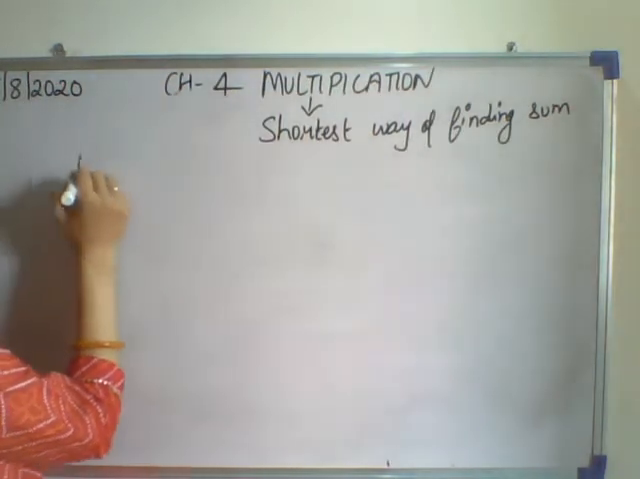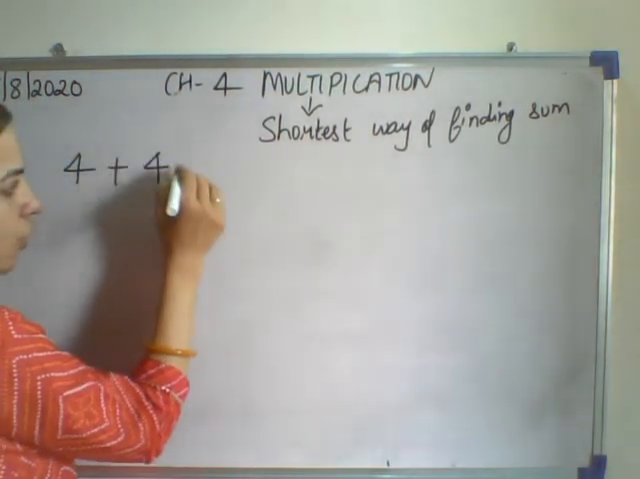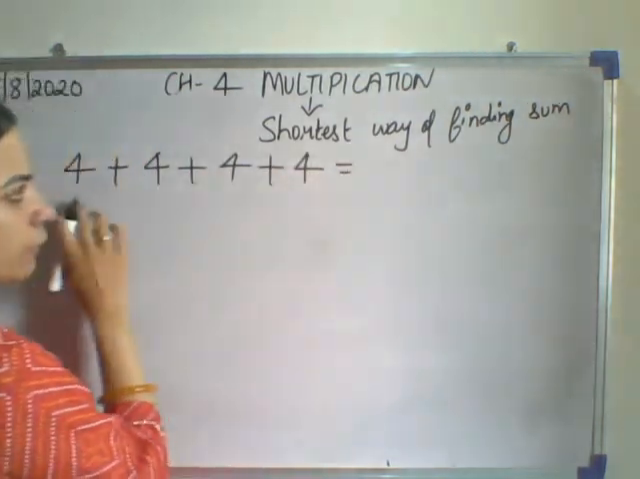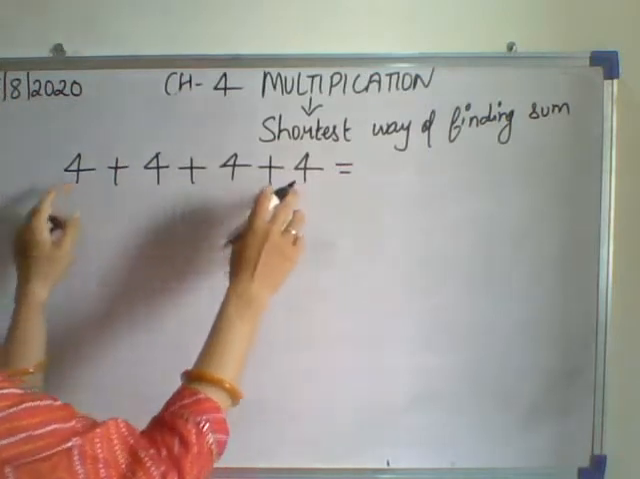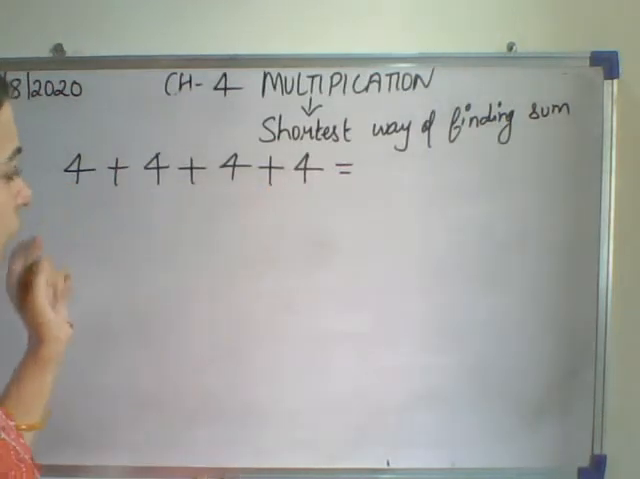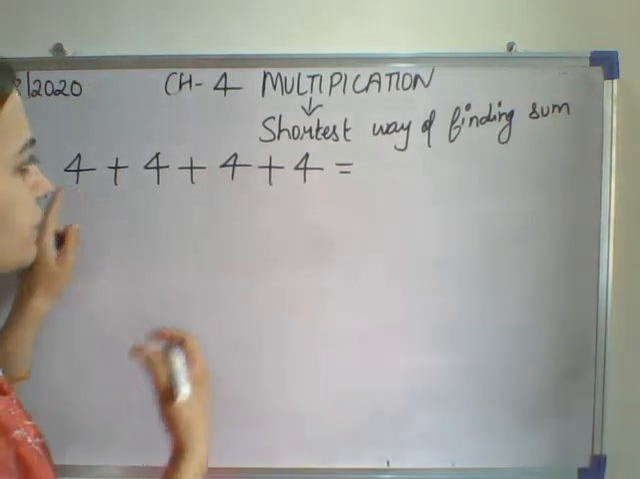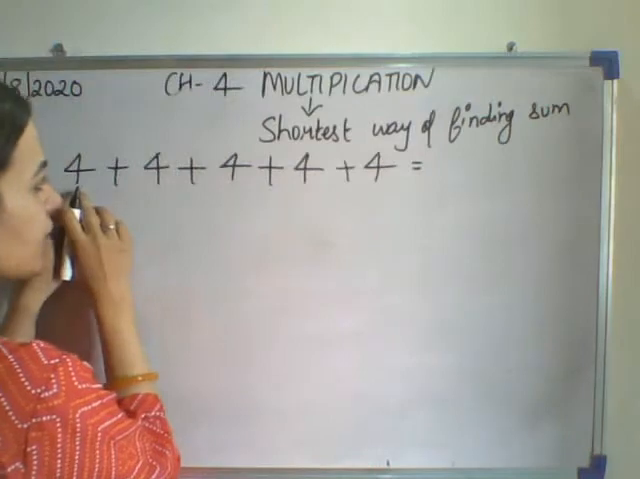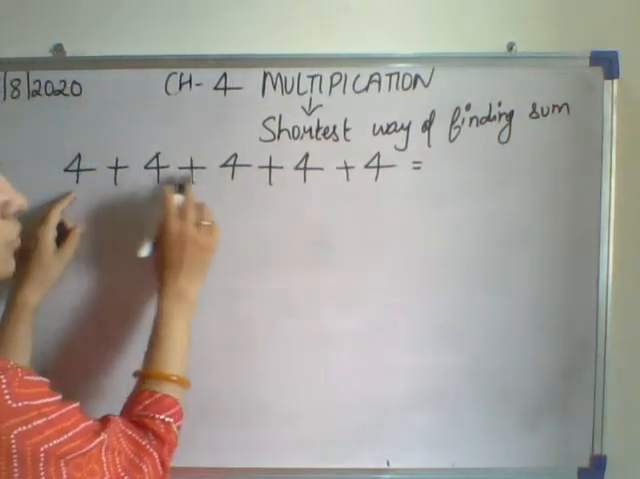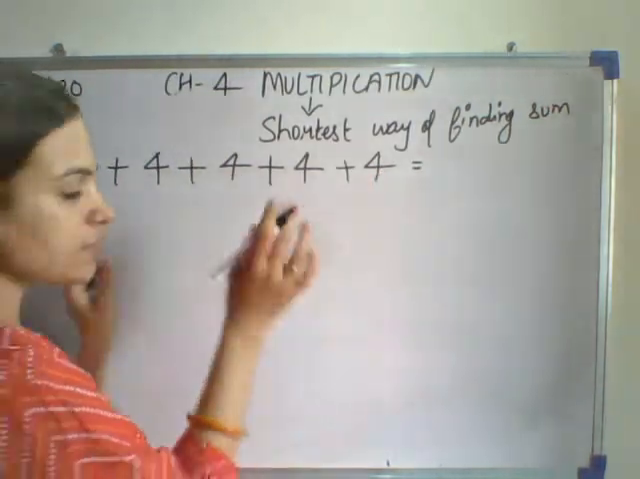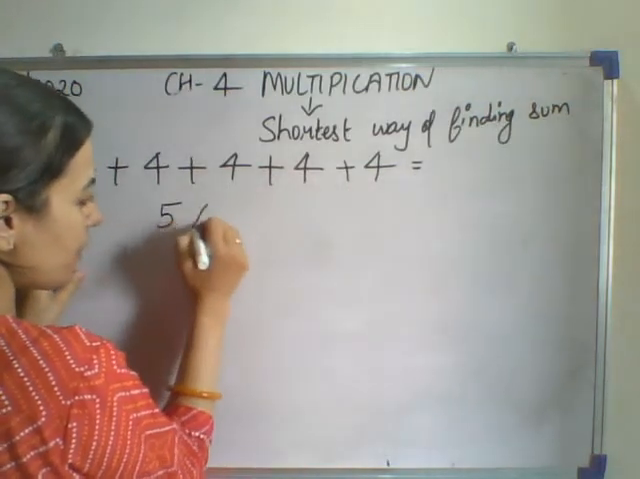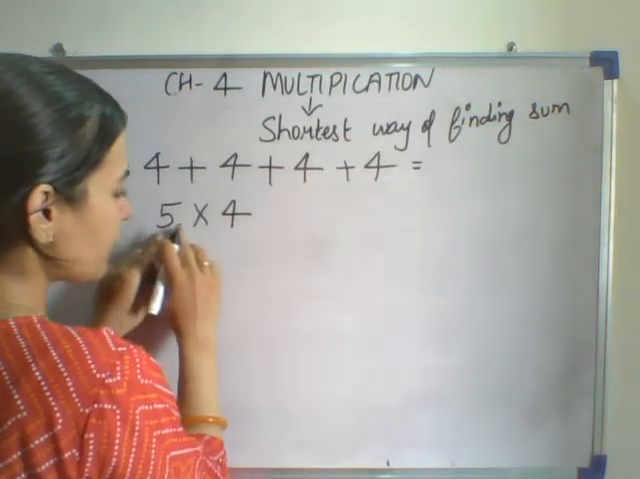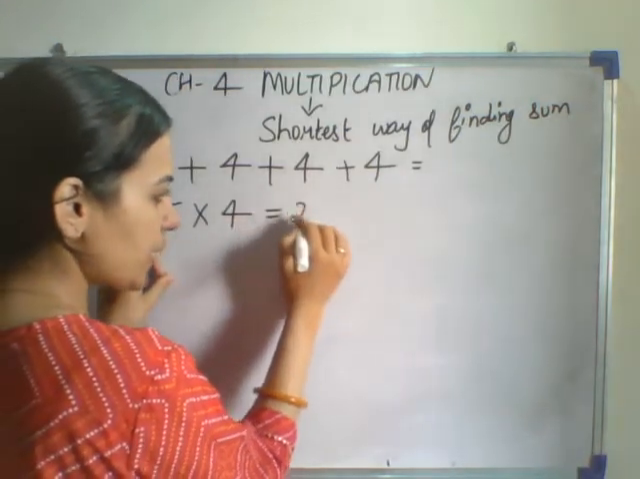Suppose here I am writing 4 plus 4 plus 4 plus 4 equals to, you have to add 4 times. Okay, you have to add this 4. I can also write it as one more 4 I am writing here. Now you can also write it, how many times 4 is there? 1, 2, 3, 4, 5. 5 times is there. So I am writing 5 multiplied by, what number is it? 4. So 5 multiplied by 4 equals to 20.